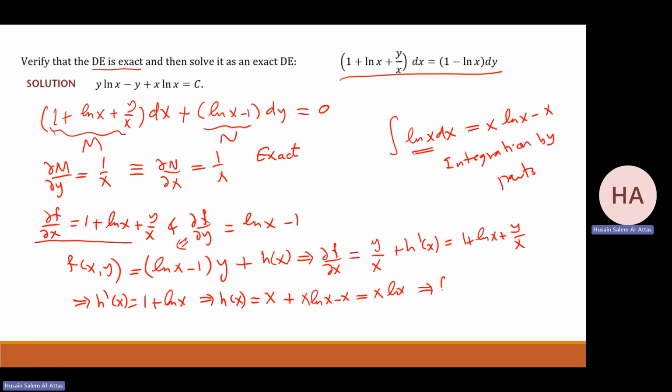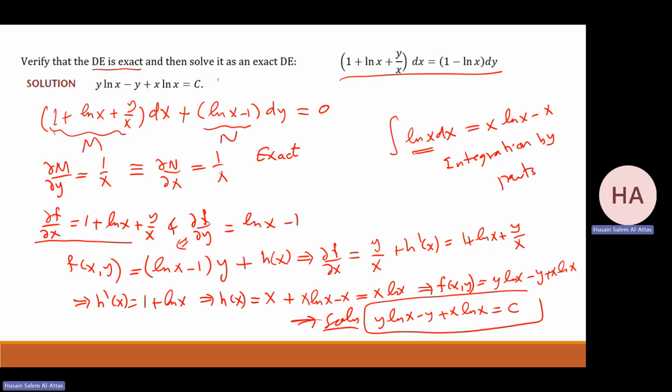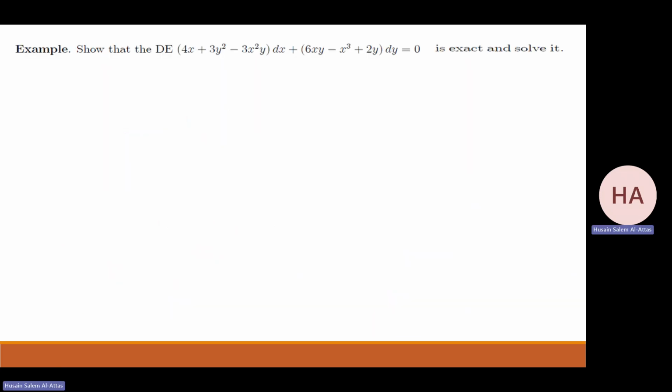So it will be my f of x and y. It will be y ln x minus y plus x ln x. So what's my solution? F, which is this, equals C, which is the same as this. Great. Okay, let me do more problems.